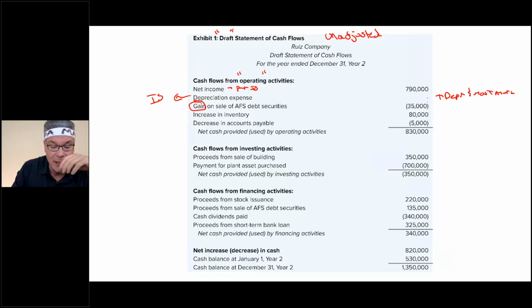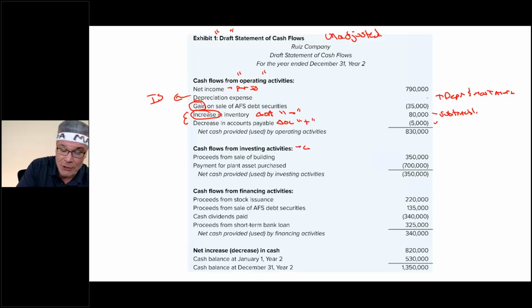An increase in inventory. Wait a second. Change in operating assets, what do we do? Well, when it's a change in the operating asset, we do the opposite. If it increased, this should be subtracted, not added. A decrease in accounts payable, change in operating liabilities, keep the sign. Decrease, they subtracted it, that looks okay.